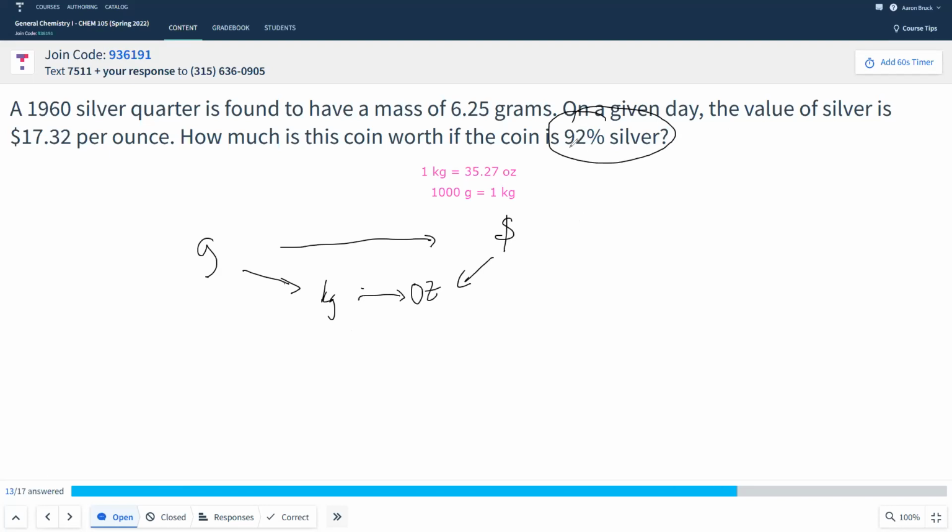To help us with the rounding, I'm actually going to save this to the end. So I'm going to start with my 6.25 grams of coin. And so the first thing I need to do is I need to convert that grams of coin into kilograms using that conversion factor, 1,000 to 1. That's going to get rid of the grams and leave me kilograms. The next thing I need to do, I need to convert the kilograms into ounces.